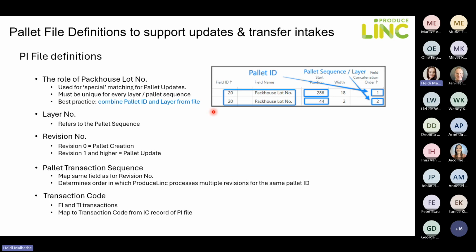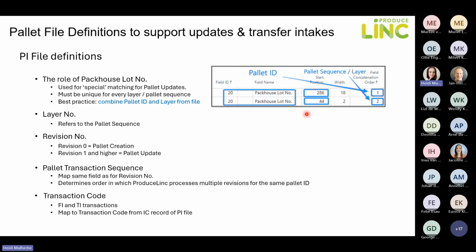All right, so to get this unique, because it's not something that you will typically get in a file as a unique number, the best practice is to combine your pallet ID and the layer from the file. Now, this is a little screenshot of what that would look like in your pallet file definitions in the mapped pallet file fields. You can map the same field twice, but then you have to specify a concatenation order for it. So you've got to say which part comes first, which second.